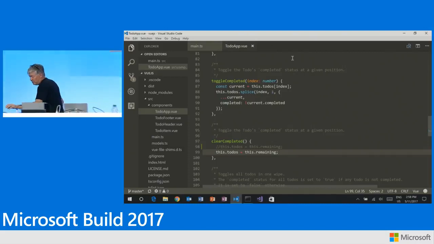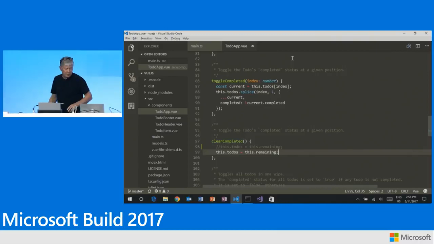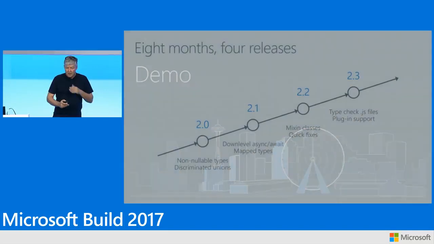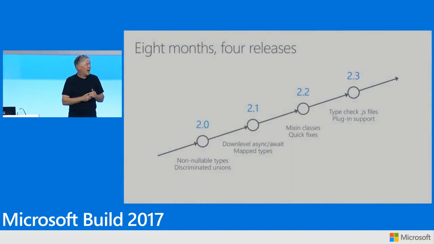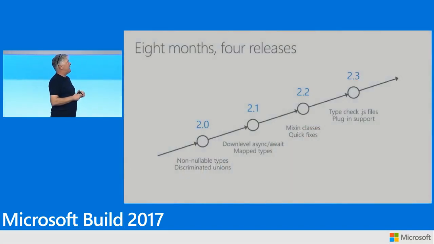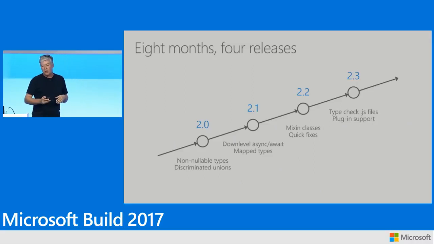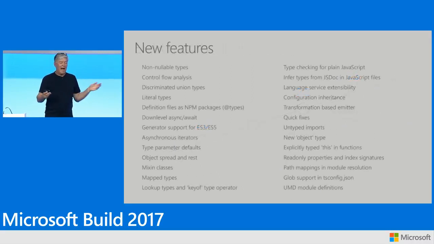Okay, let me go back to the slides quickly, and let's talk a little bit about our release cadence and how we go about developing TypeScript. So in the last 8 months, we have released 4 times: 2.0, 2.1, 2.2, 2.3. I've put up the 2 major features from each release here, but there were a lot of new features that happened. This is some of them, and they didn't even fit on the slide. The team moves really quickly.